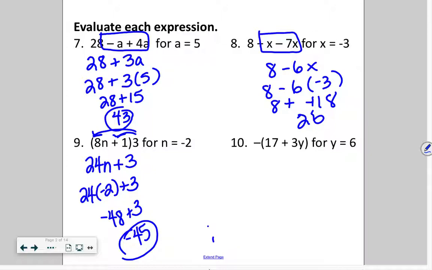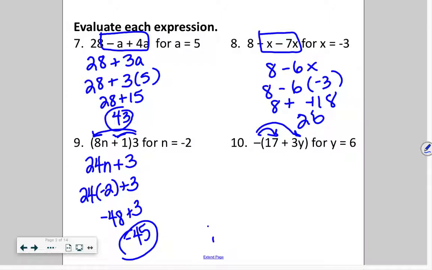Number 10. What do you want to do first? Distribute or replace your variable? Okay, so if I'm going to distribute a -1, I'm really doing 2 properties here. I'm doing the distributive property, but I'm doing the multiplication property of -1. So everything's going to turn to the opposite.